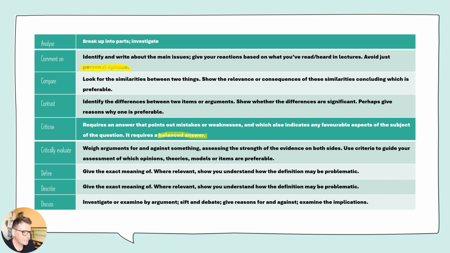You're assessing the strengths of the evidence on both sides. Now that does not mean that you're both sides in the argument, nor does it mean you're sitting on the fence. You're just merely providing this person said that and the other person said that, and you're letting the data speak for itself. And you're using criteria to guide your assessment of which opinions, theories, models, or items are preferable.